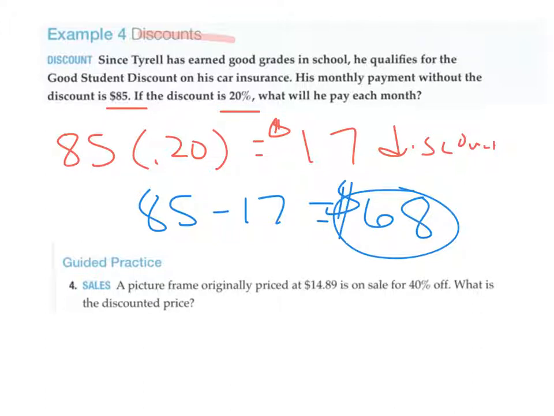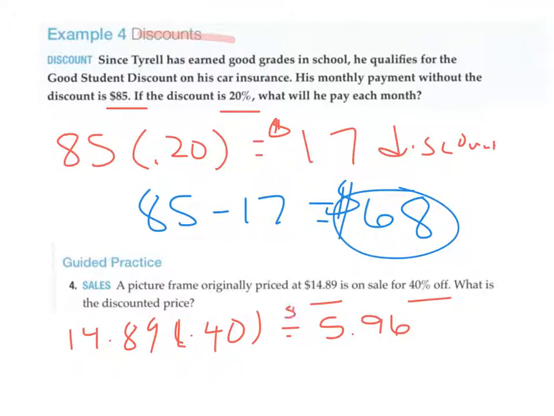So tax and discount are very similar. You just have to know whether you're adding or subtracting. So let's look at our next problem here. We have a price of $14.89. It's on sale for 40% off. So we have to find out what 40% is. So 14.89 is multiplied by, we change that to a decimal, and we multiply. So 14.89 times 0.4 gives us $5.96 after rounding.